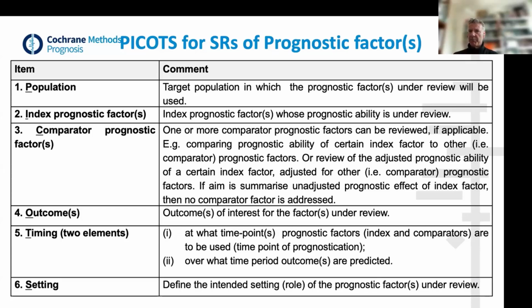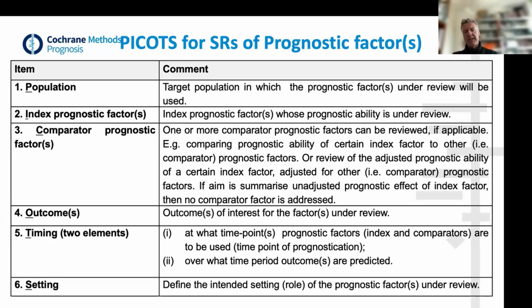Are there also comparator prognostic factors that people are interested in? What are the outcomes that are actually aiming to be predicted by those prognostic factors? And then the timing, we added two aspects in the prognosis reviews. There's the T and the S aspects to the PICO. The timing has two elements. First of all, at what time points are the prognostic factors to be used? And the second element is actually the prediction horizon. Over what time period are we predicting the outcome?